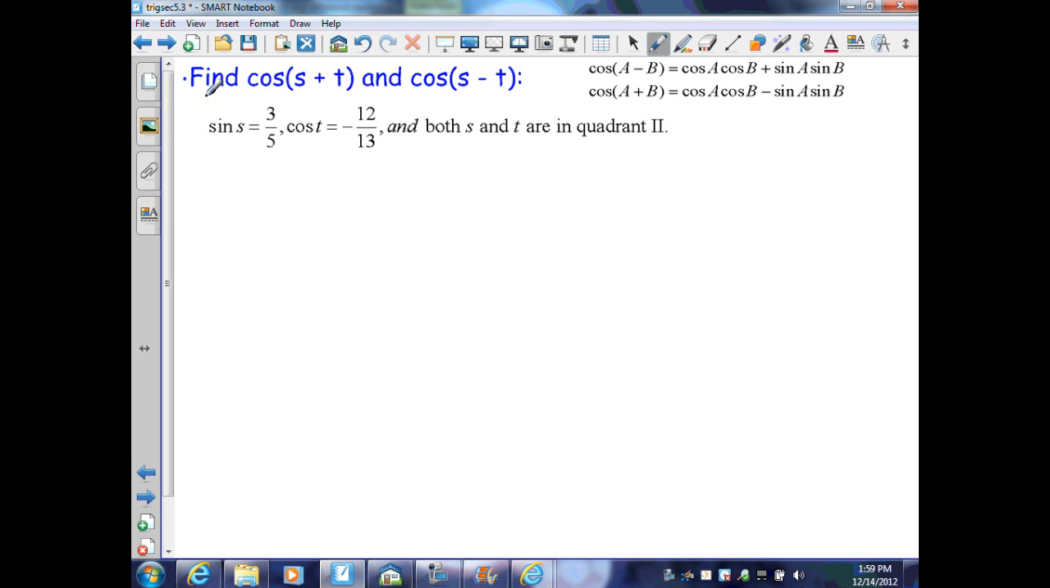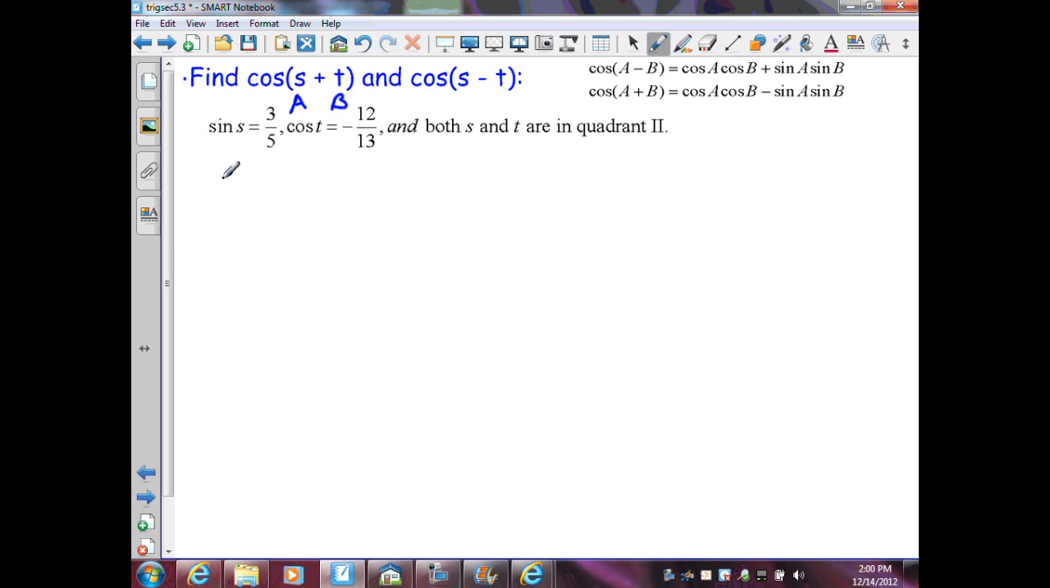On this example, I want to find the cosine of s plus t and cosine of s minus t. To do that, I'm using my sum and difference identities for cosine. And instead of using A and B, I'm using s and t. S represents angle A and t represents angle B. To do that, I need to find the cosine of A and B, so therefore I need to find the cosine of s and t, and the sine of A and B, or the sine of s and t.